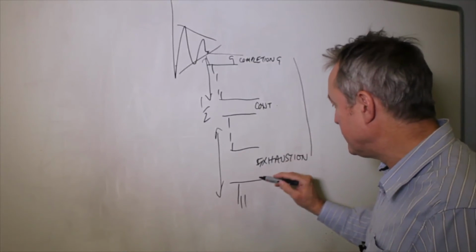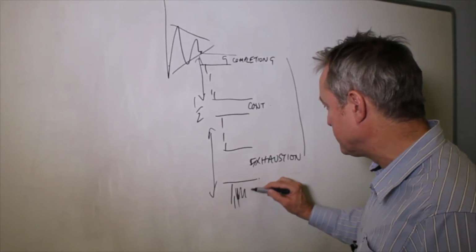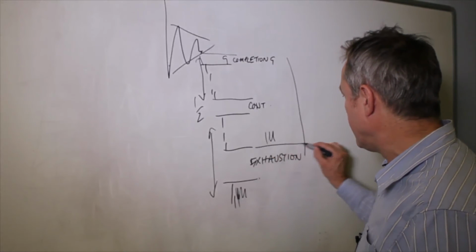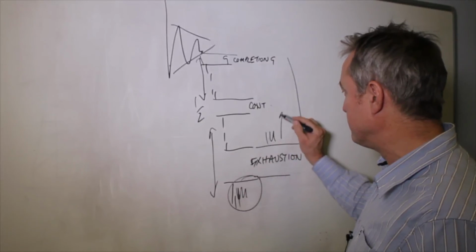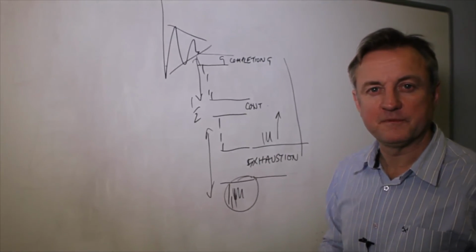This gives rise to another thing. The exhaustion gap is the market goes there and then opens up here. Then you have an island reversal with the gap right across the market, and this is a very bullish sign. Fascinating things, gaps.